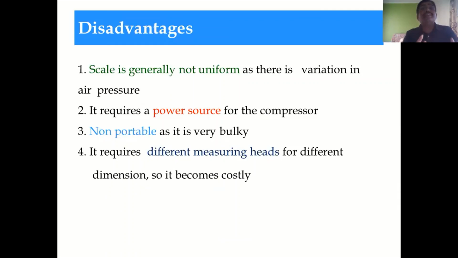Disadvantage: the scale is generally not uniform, as there is a variation in the air pressure. You know that whenever we are using the compressor, there is a fluctuation in the air, and due to that the scale is not linear. It requires a power source for the compressor, naturally. This equipment is very bulky, so it is not easy to move anywhere else; it is not portable. It requires different measuring heads: as the size of the component changes, you have to go for a different plug gauge, so you have to change the plug gauge also. That's why such types of equipment are mostly used for mass production.